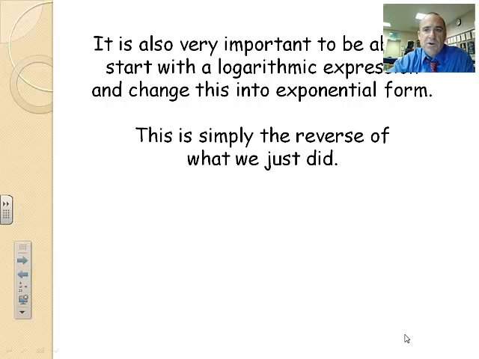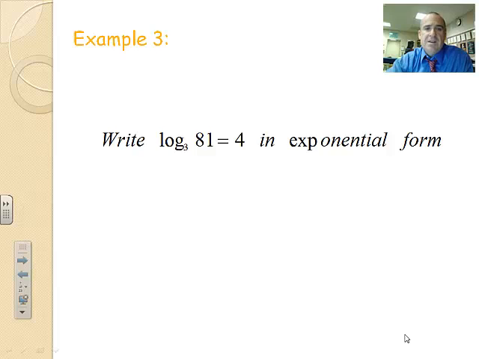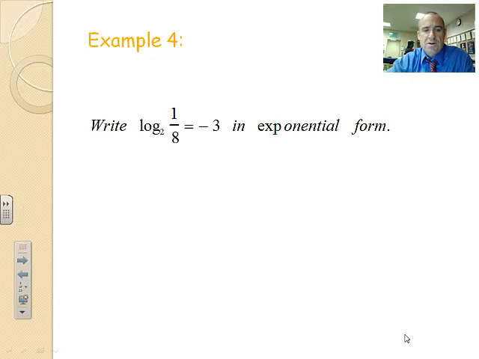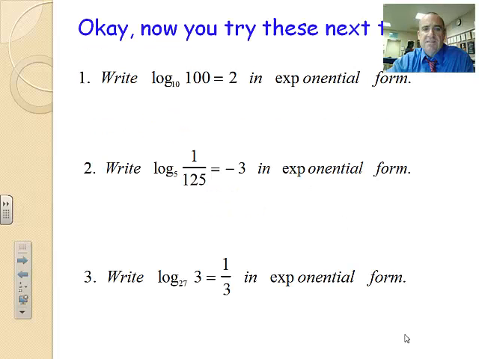Alright, it's very important to remember to be able to start with a logarithmic expression and change this into exponential form. So this is just simply the reverse of what we just did. So if we have log base 3 of 81 equals 4, we want to write that in exponential form. We would write that as 3 to the 4th equals 81. Simple enough, right? Let's try one more. Log base 2 of 1/8 equals negative 3. 2 to the negative 3 equals 1/8. Alright, so you try these. I'll be right back.